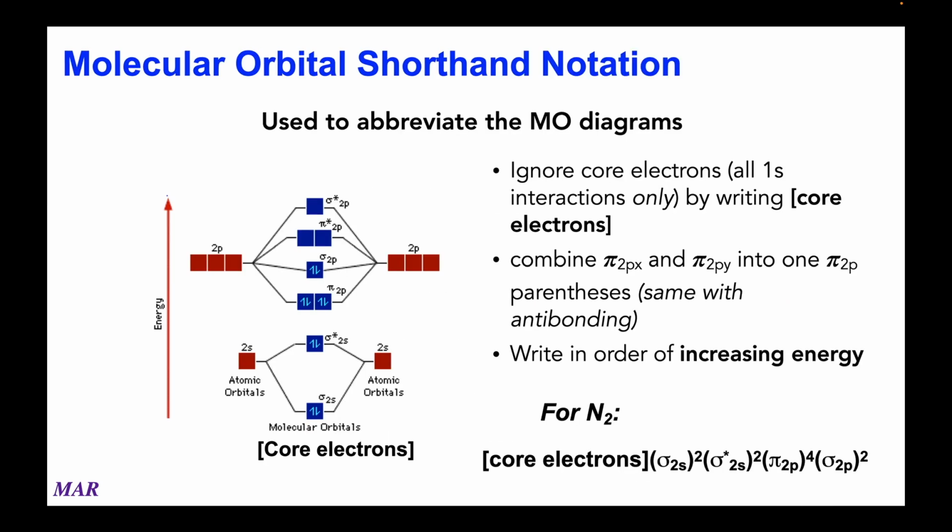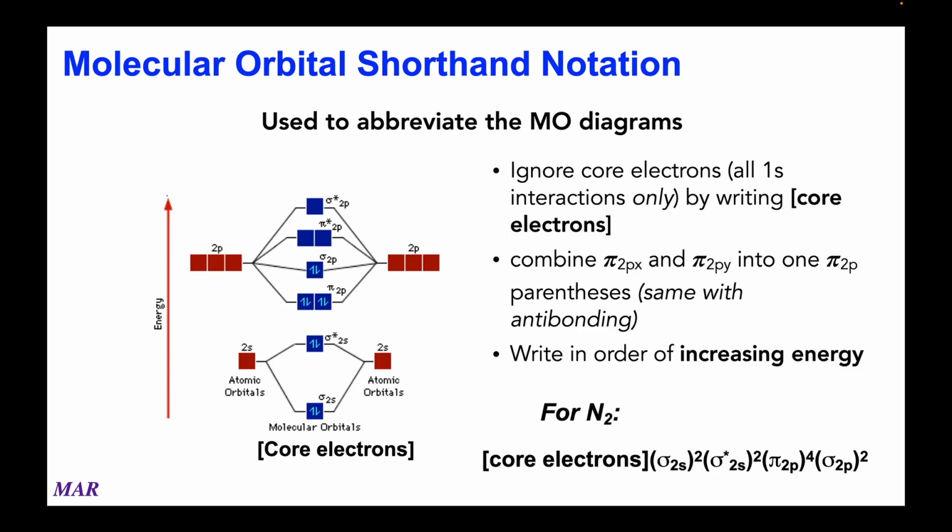After a while, it gets to be a drag writing molecular orbital diagrams. When you're learning, it's important. And for the lab we're going to do, I want you to use the complete molecular orbital diagrams. But after a while, you can start using what's called shorthand notation. And this is a lot easier to complete and to represent molecular orbitals than you would have otherwise.